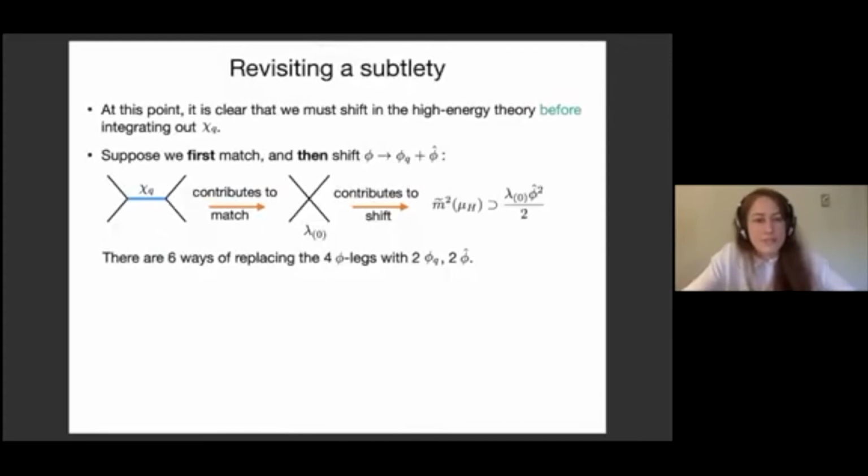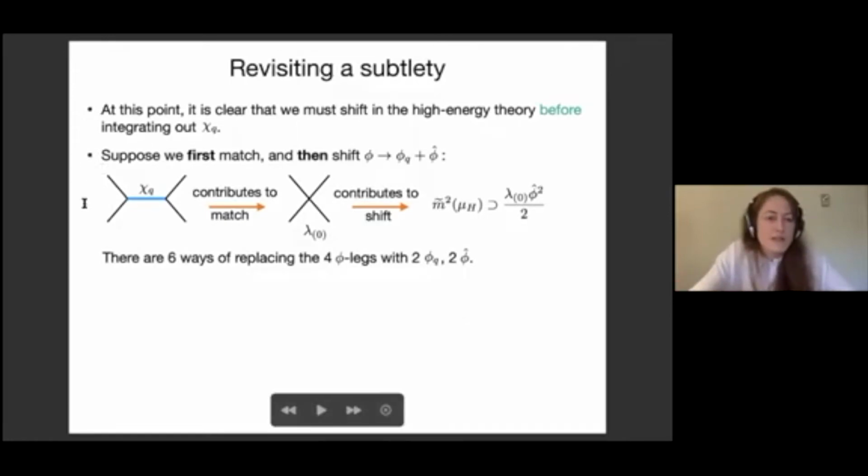So that was two examples. Now at this point, I'd like to revisit the subtlety that I mentioned before, that we need to shift in the high energy theory before integrating out chi quantum, because I think this is a nice example of how this would come back to bite us if we hadn't done this properly. So suppose I did the wrong thing, and I first matched onto the EFT and then shifted the phi field. So let's suppose that I did things in this other order.